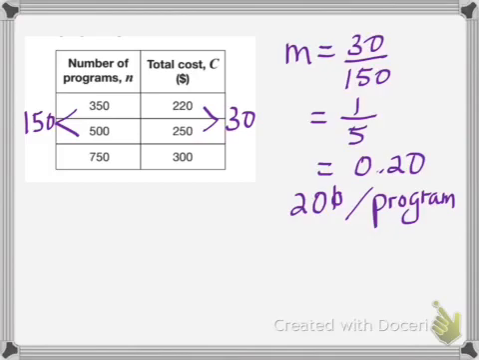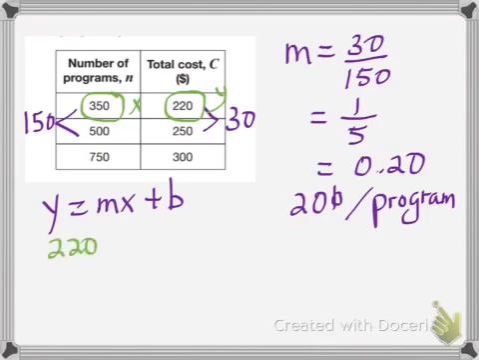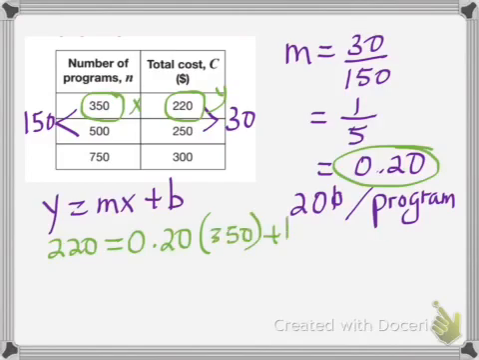To get the initial value, you need to use the equation y equals mx plus b and calculate b by using a value for x, y, and m. I would consider my n to be the x value and the 220 to be the y value. So you would read it as 220 equals m, which is already found right here, 0.20 times 350 programs plus b.